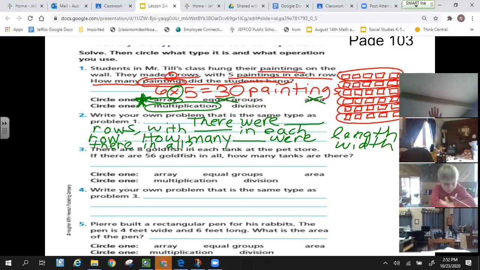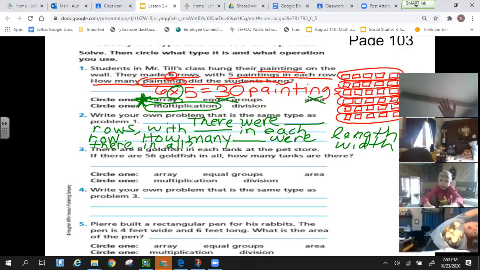This is a tough thing. I can tell it's really hard. But if you follow the frame that I put on the board, that will help you. If you do not have, there were blank rows with blank in each row, most likely you did not get it right. You got a different type of problem altogether. Okay, I'm going to pick one.